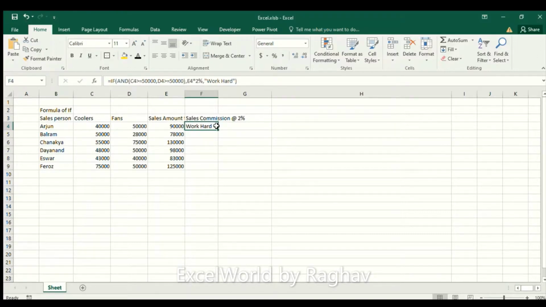Now let's see what happens to the rest of the salespersons. The company here is offering the commission to 2 employees because Chanakya and Feroz both exceeded the sales of more than 50,000 in coolers and more than 50,000 in fans. So that is the reason they are entitled to receive a commission of 2%. This is about the IF and logical function.